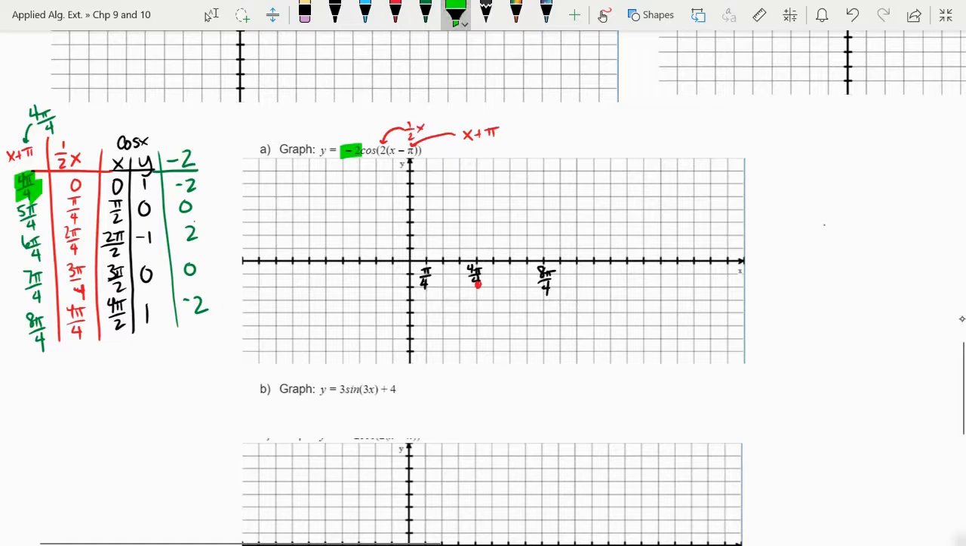I'm going to actually highlight the ones I'm graphing, or the green ones, but the outside columns. 5 pi over 4 is 0. 6 pi over 4 is 2. 7 pi over 4 is 0. 8 pi over 4, -2. And there's one curve, one period of our cosine graph.